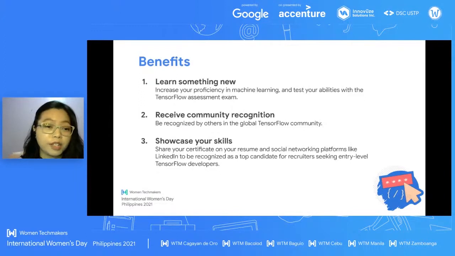And of course, you will be receiving community recognition because you will have certificates for that. And you will be added to what's called the TensorFlow Developer Community Network, something like that, that you will see later on. And of course, you can showcase your skills, saying that, yes, I passed this kind of exam that tests me on different things.